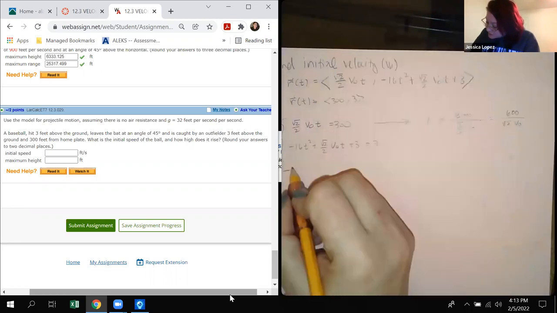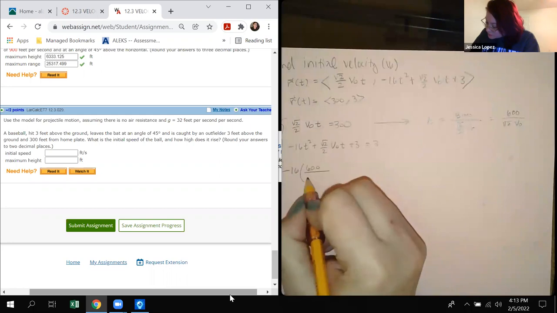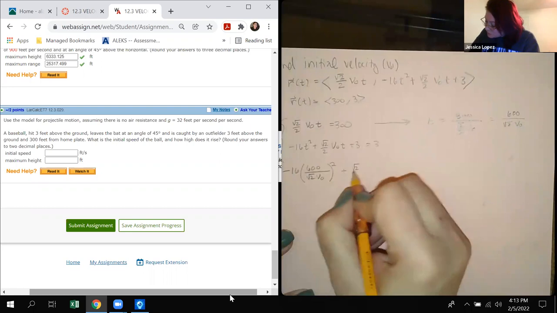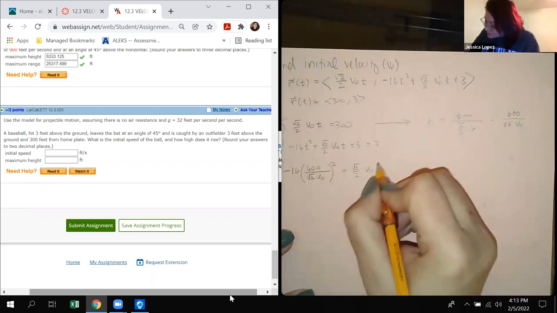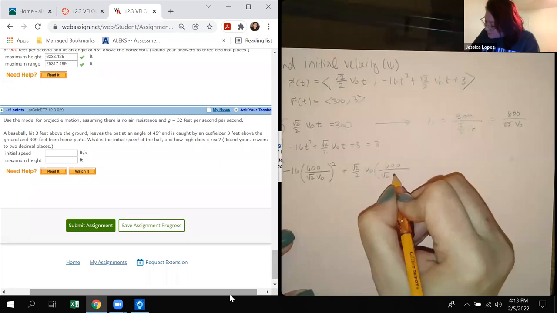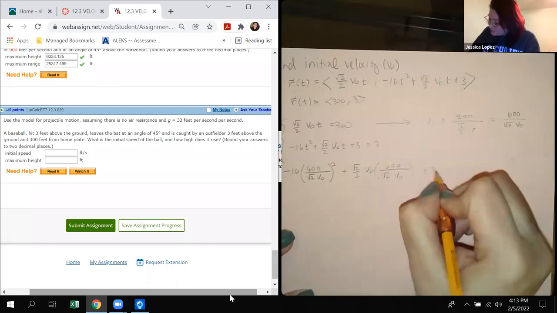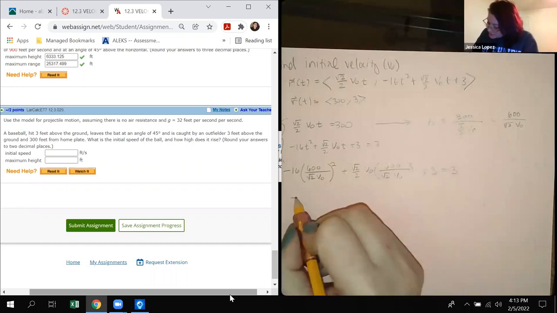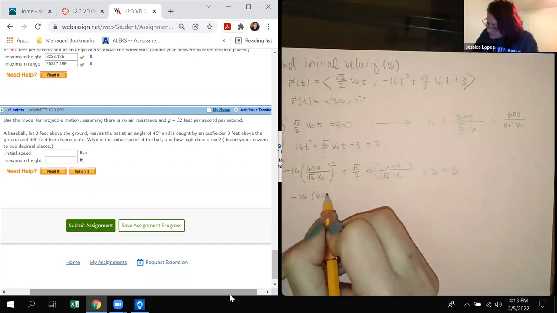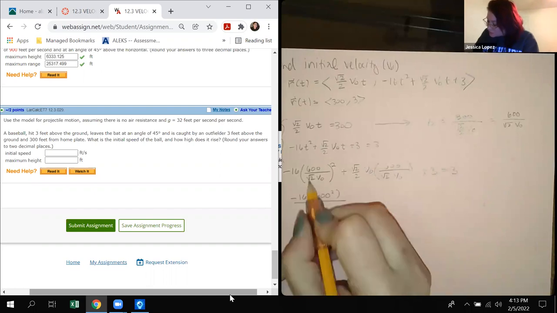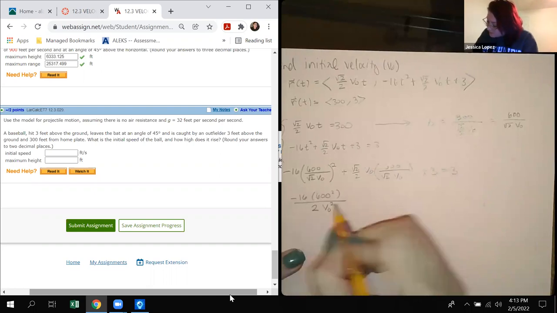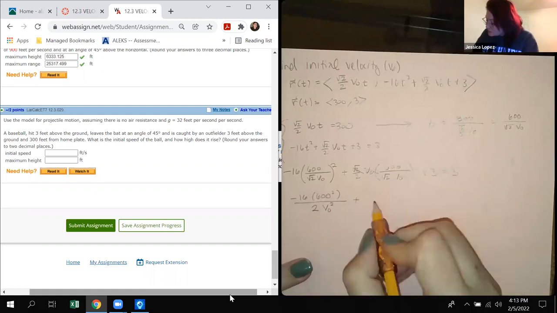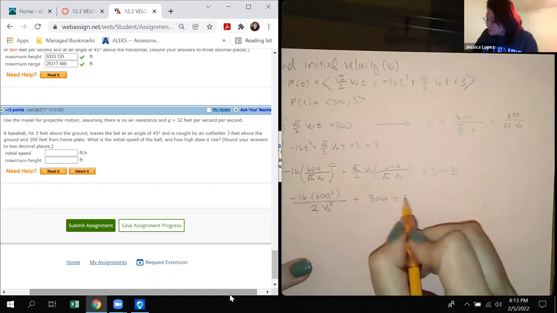So negative 16 times 600 over square root of 2 v naught, squared, plus square root of 2 over 2 v naught times 600 over square root of 2 v naught, plus 3 equals 3. So what do we get here? We get negative 16 times 600 squared, whatever that is, over square root of 2 squared, which is 2, and then v naught squared. Here, these will cancel. 600 divided by 2 is 300, plus 3 equals 3.